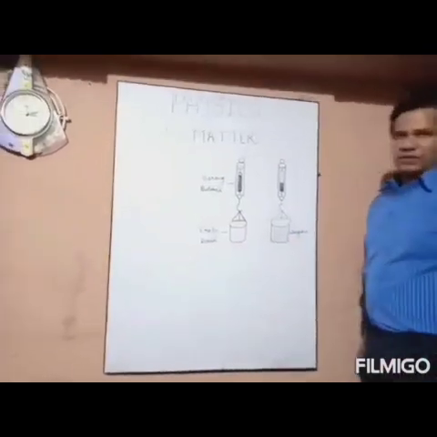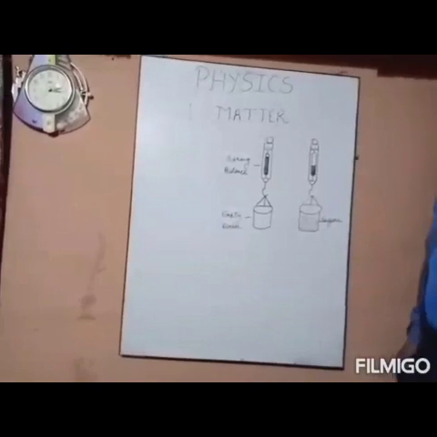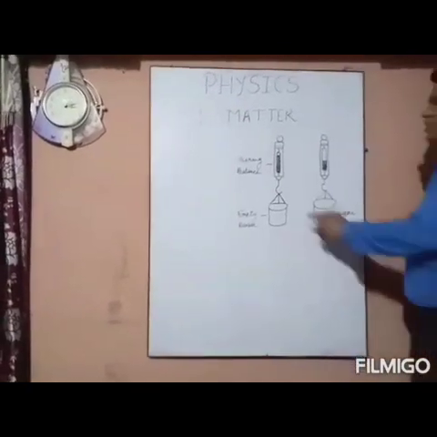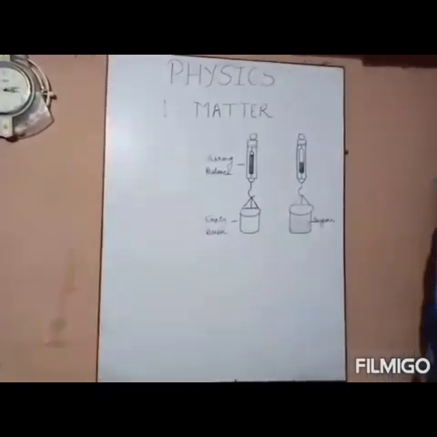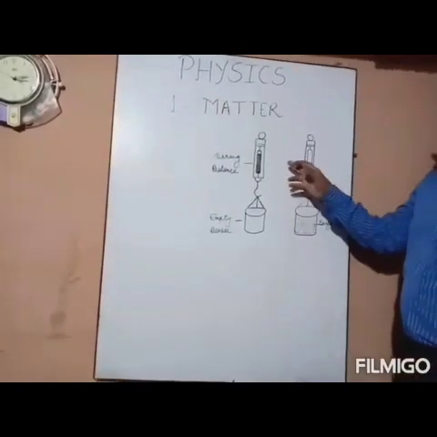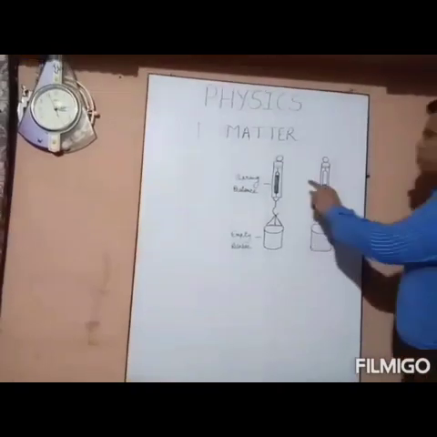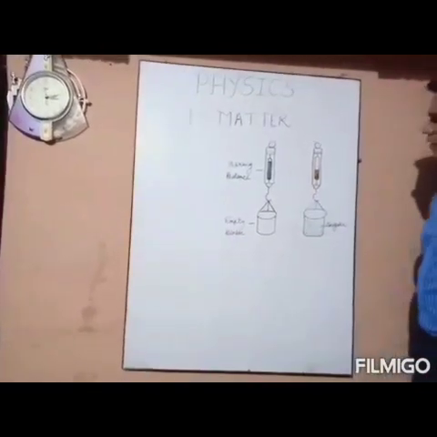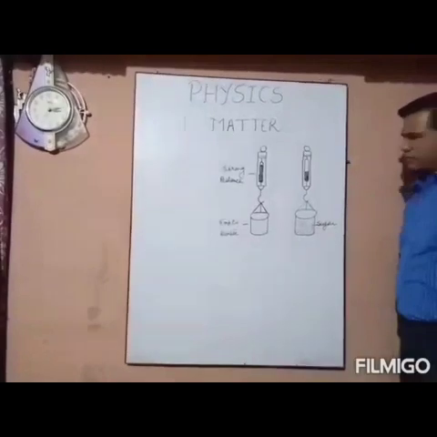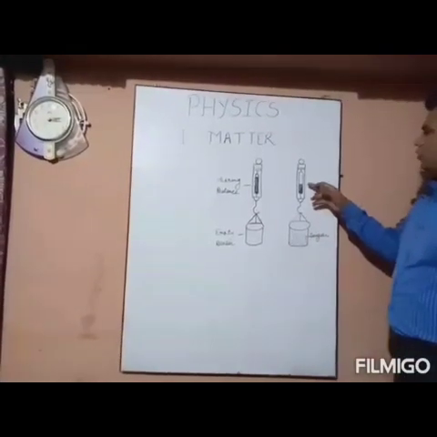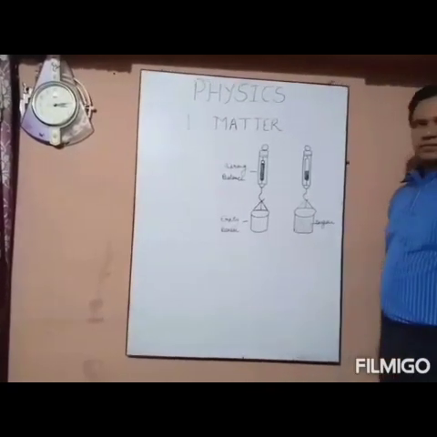Cut the bottle into two parts. Convert the lower end of the bottle into a beaker shape and suspend the beaker from the hook of the spring balance. After that, note the weight of the empty beaker. Now we fill the beaker with sugar and again note the weight of the beaker. We noted that it shows more weight.